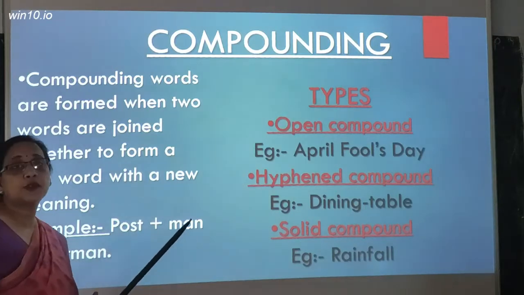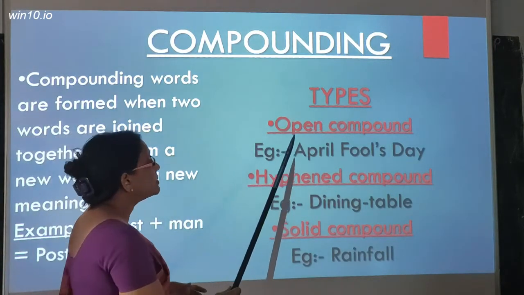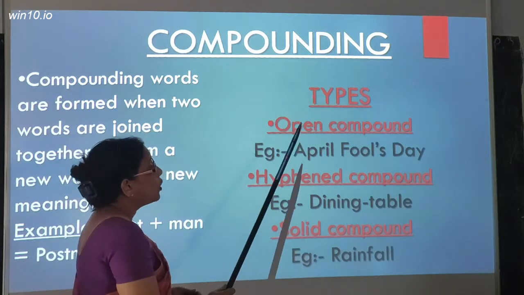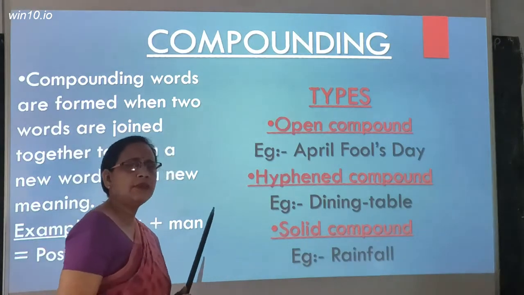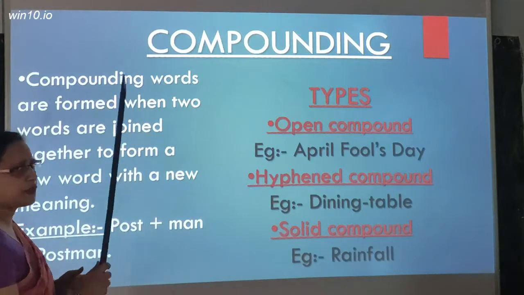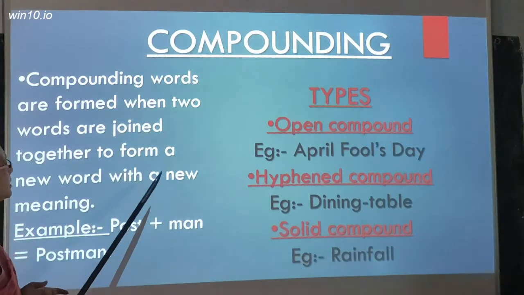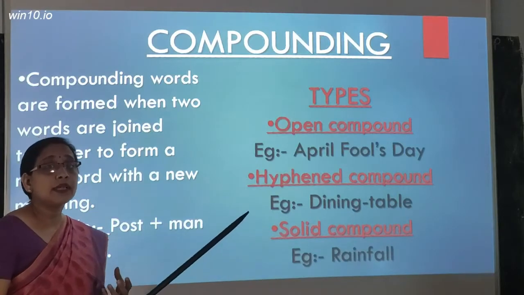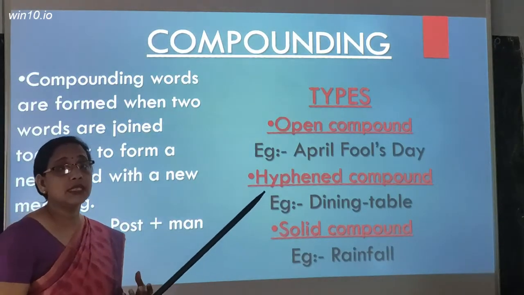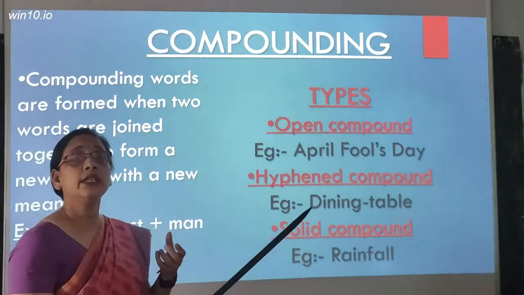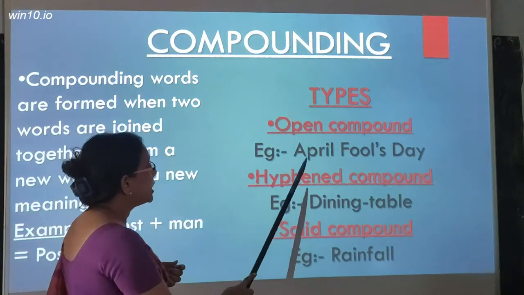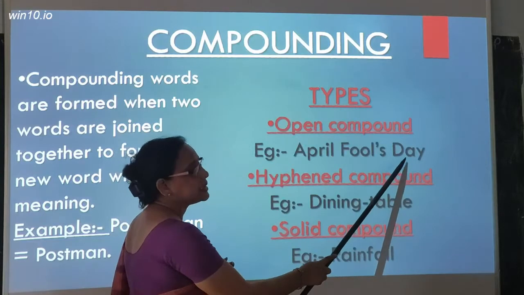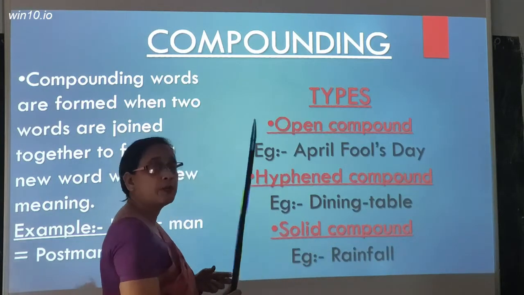There are three types of compounding: open compounding, hyphen compounding, and solid compounding. Open compounding: the two or more words are joined together, but they are written with a space, as in April, then space, then fools, then space, day. So this is called open compounding.